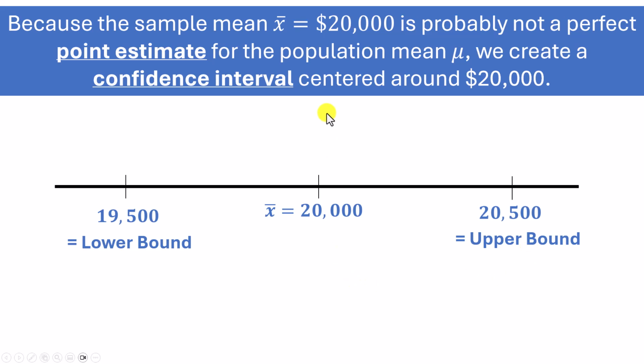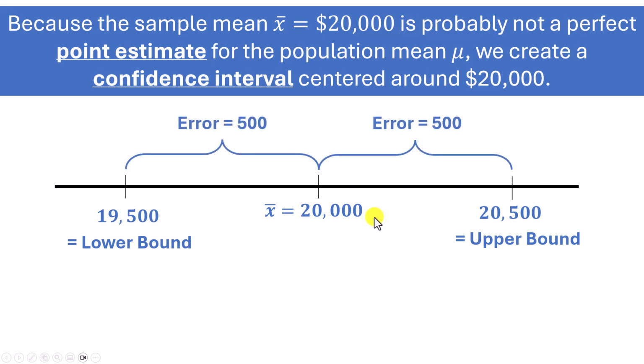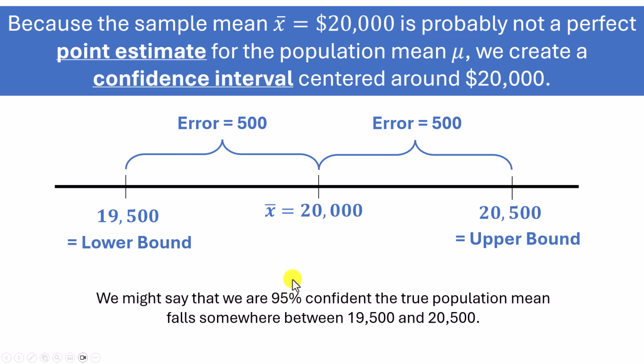The distance between the point estimate to either the lower bound or the upper bound is what we call the error, and is $500 in this example. So now, instead of just saying that we think the population mean is pretty close to $20,000, we might say that we are 95% sure that the true population mean falls somewhere between our lower bound and our upper bound of 19,500 and 20,500. We will discuss how to calculate the margin of error from a sample in a future section, which incorporates the level of confidence, the sample standard deviation, as well as the sample size.